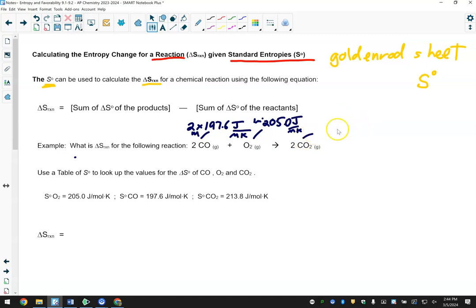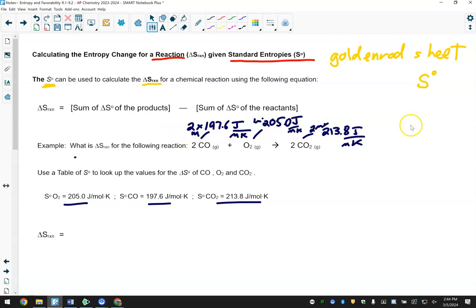It is 213.8 joules per mole Kelvin, and there are 2 moles of it in this reaction. Okay, come on, Mr. S, you have the numbers written right down here. But this is how I do it.